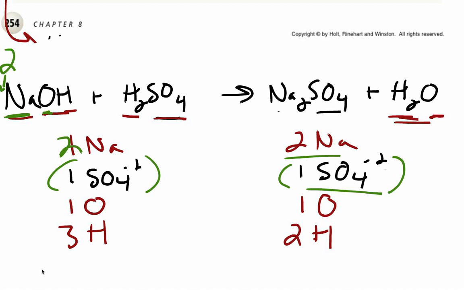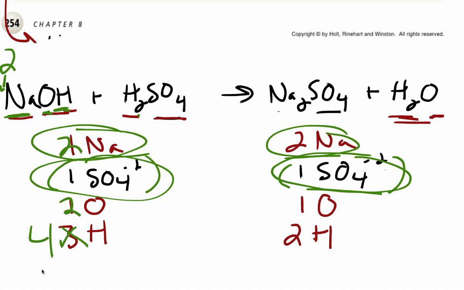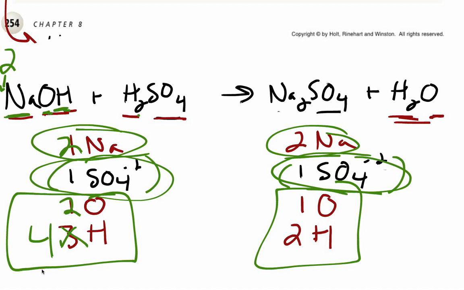I've increased the number of oxygens, so I have 2. And now I have 2 hydrogens plus these 2. That's a total of 4 hydrogens. Let's go to the other side and see if we can't get that. Notice sodium's taken care of. Sulfate is okay. I want to try not to touch that. Now notice I have 2 oxygens, 4 hydrogens, 1 oxygen, 2 hydrogens. I can solve that easy. Put a 2 in front, 4 hydrogens, 2 oxygens.